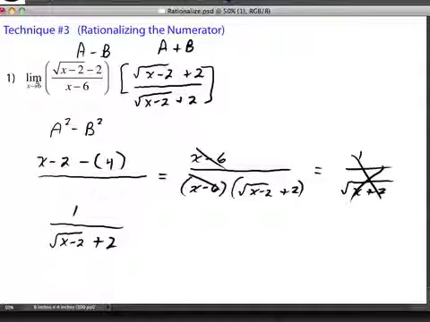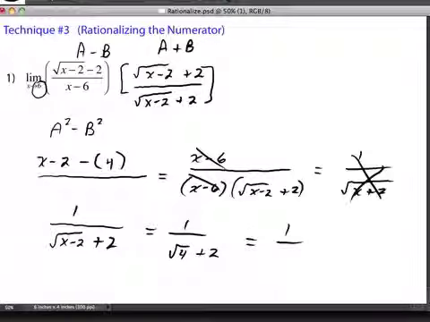Now what I need to substitute in for x is this 6. So if I put 6 in, I get 1 over the square root of 6 minus 2, which is the square root of 4, plus 2. So I believe the result of this is 1 over 2 plus 2, or 1/4. Rationalizing can be one of the more challenging techniques.